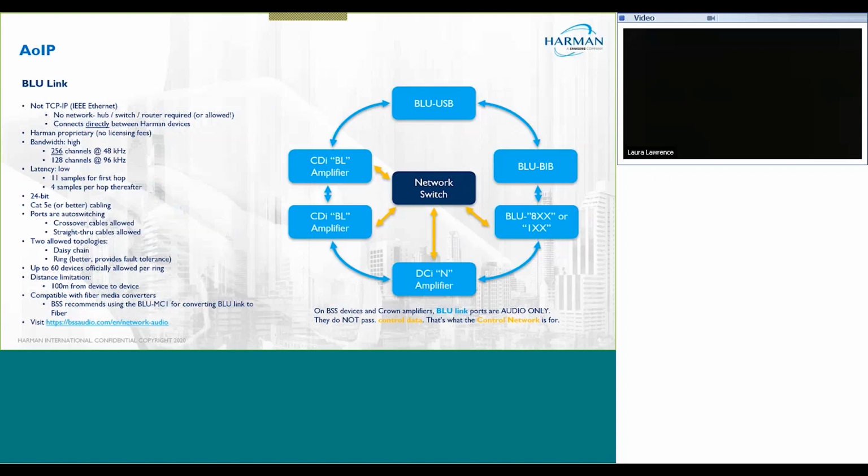So like AVB, we also have ultra-low latency. And the latency here is measured a little bit differently. We actually measure latency by hop count. For the first hop between two Harman devices, it's 11 samples. Each additional hop after the first hop is only 4 samples. So you're basically talking about a few microseconds of latency between each hop. And then the maximum hop count, which you see towards the bottom of my screen, indicates that there's a maximum of 60 Harman devices allowed per ring.